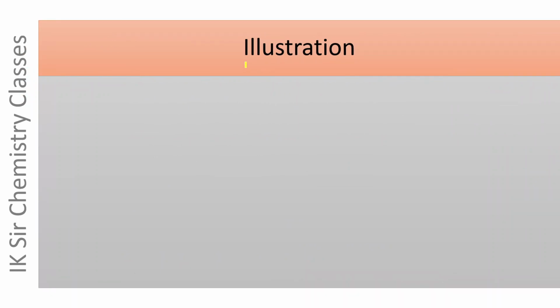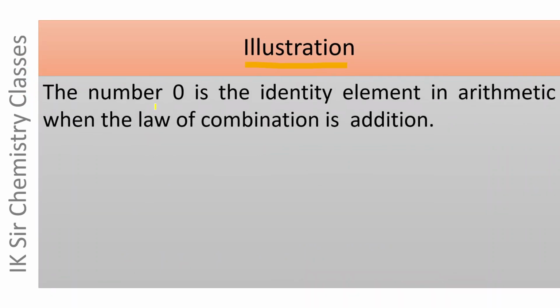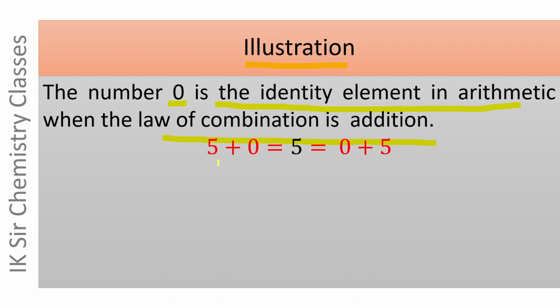Let us illustrate the identity element. The number 0 is the identity element in arithmetic when the law of combination is addition. For example, 5 plus 0 is equal to 5. If this identity element is added to any other element of a mathematical group in arithmetic, it will remain unchanged, and the law of commutation holds good. 5 plus 0 is equal to 5, as well as 0 plus 5 is also equal to 5.